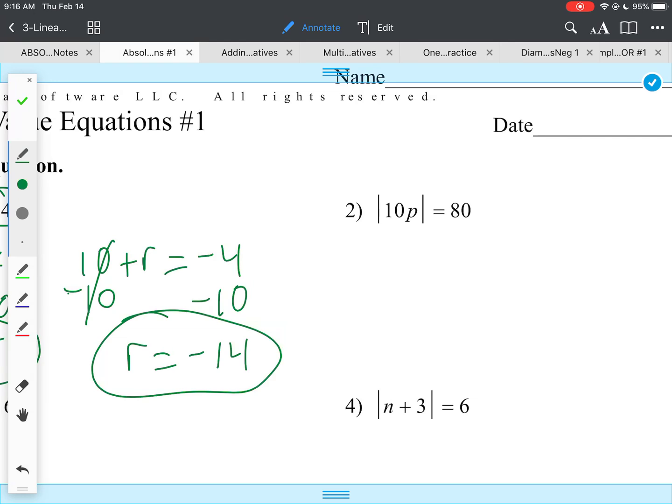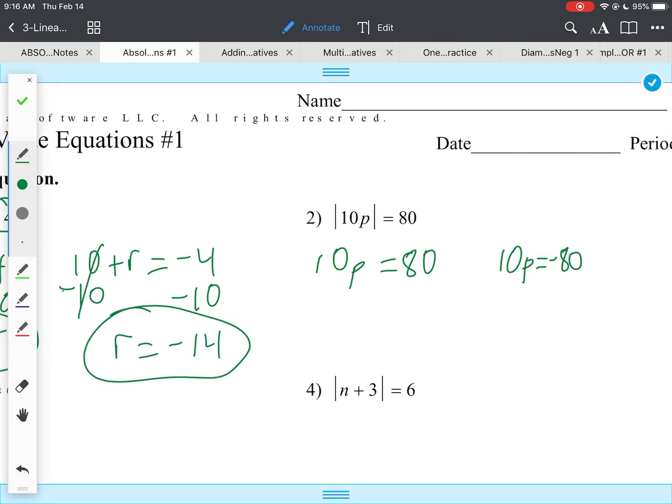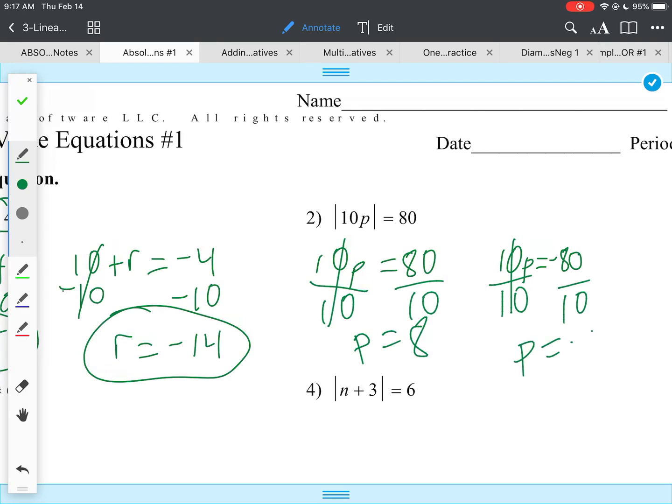In number 2, you still have to rewrite it two different ways. We have 10p equals 80, and then 10p equals negative 80. Then just solve it like normal, right? The opposite of multiplication is division, so we're going to divide by 10. Over here, p equals 80 divided by 10, which is 8. They're both positive. Here, the 80 is negative, so we have p equals negative 8. So we have 8 and negative 8.